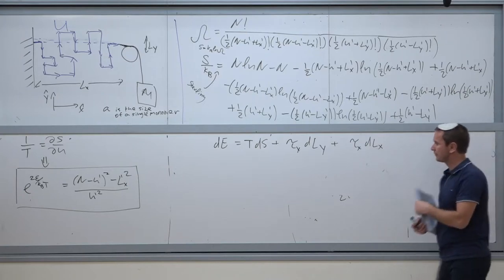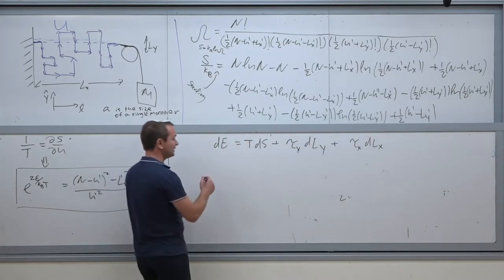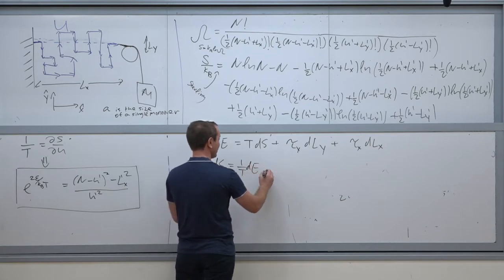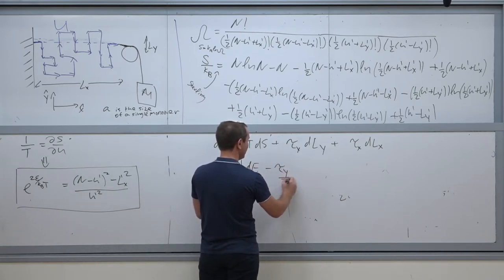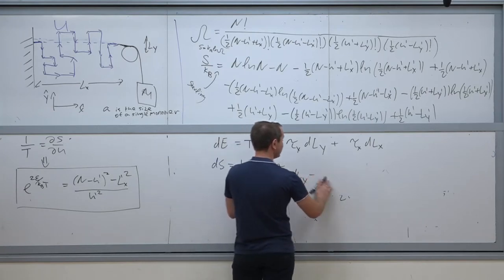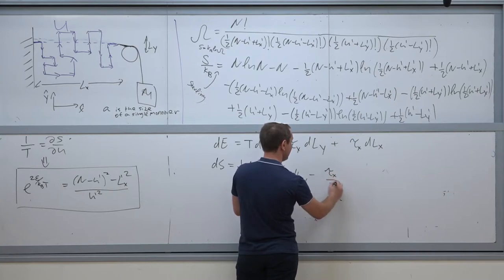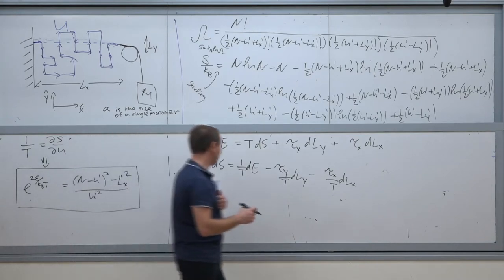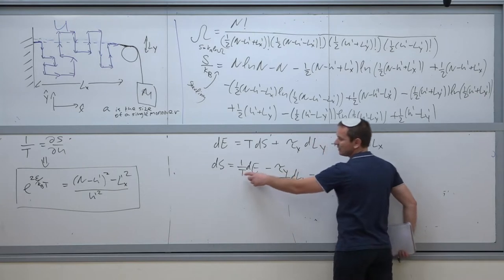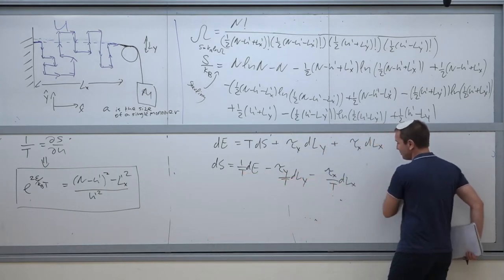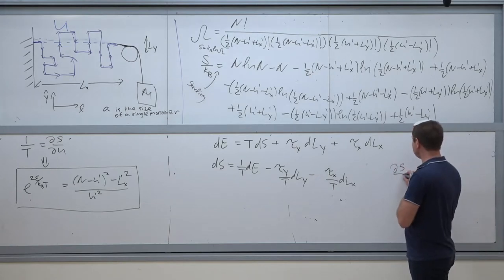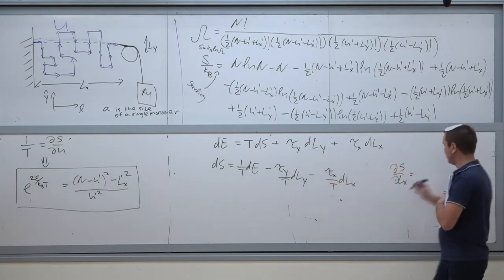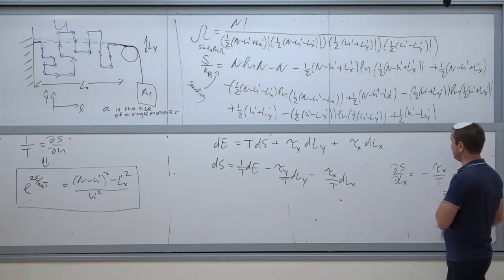in the x direction. Okay, so let's turn it around a little bit, and we'll say that dS equals 1 over T dE minus tau y divided by T dLy minus tau x divided by T dLx. Now from this equation, what do we obtain? All those prefactors are the partial derivatives. So dS/dLx equals what is standing in front of dLx over here. It's simply minus tau x divided by T.